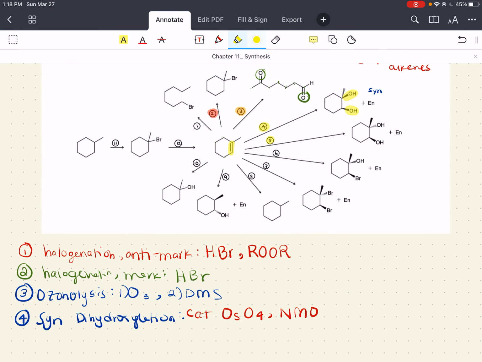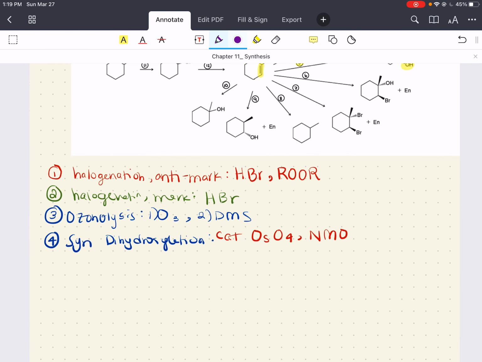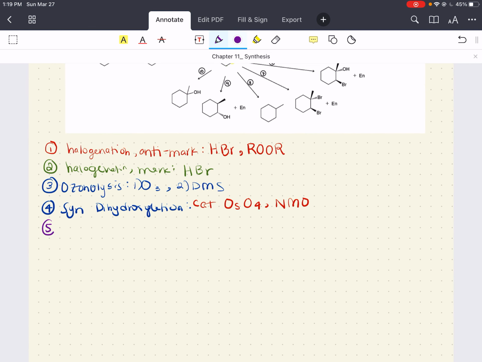We know what this reaction is called. It's anti-dihydroxylation. And the reagents we used for anti-dihydroxylation are mCPBA and some strong acid. That's how we accomplished that. Fantastic. Let's look at 6 now.